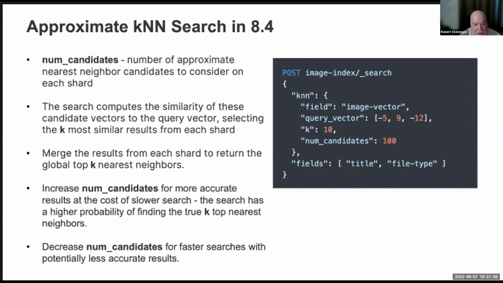Now you can tune this. If you increase the number of candidates, you will get a more accurate search because you'll have a higher probability of finding the true k top nearest neighbors at the cost of a little bit of a slower search. If you want to increase the performance of the search, you can decrease the number of candidates with potentially slightly less accurate results. And again, this is going to depend on you benchmarking, testing the application, and seeing how this works. But we felt it was important to give you the knobs and switches you might need to tune this best for your application.